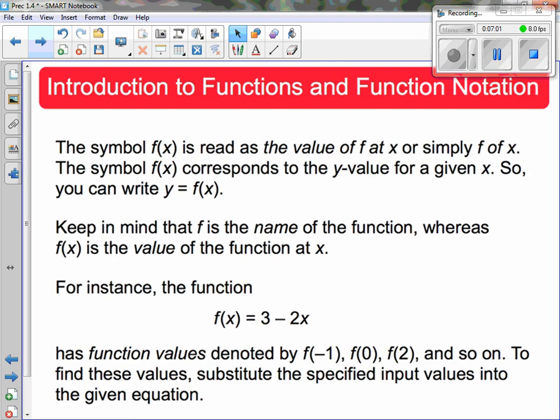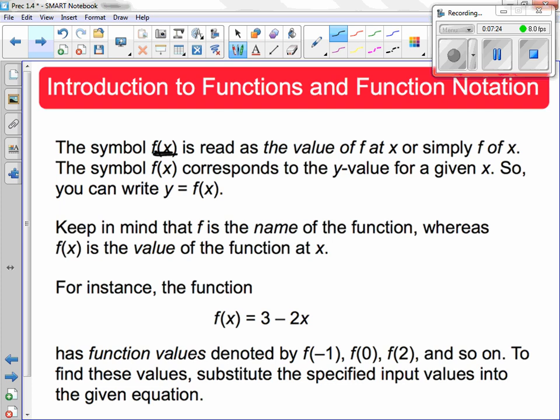Now the symbol f of x is read as the value of f at x, or simply f of x. The symbol f of x corresponds to the y value for a given x. So we can write y is equal to f of x. Really, we can switch f of x and y. They're the same thing. Keep in mind that f is the name of the function, whereas f of x is the value of the function at x. Those are different. F of x is the value, f is the name.